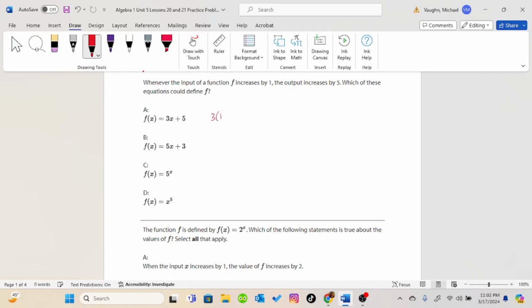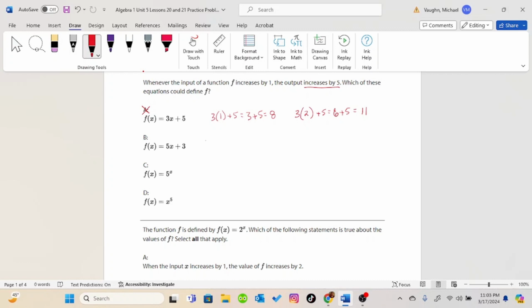So this would be 3 times 1 plus 5, which equals 3 plus 5, and our answer would be 8. Now if we increase the input by 1, we have 3 times 2 plus 5, which is 6 plus 5, and our answer is 8. We did not increase by 5, we increased by 3. So A is not correct.